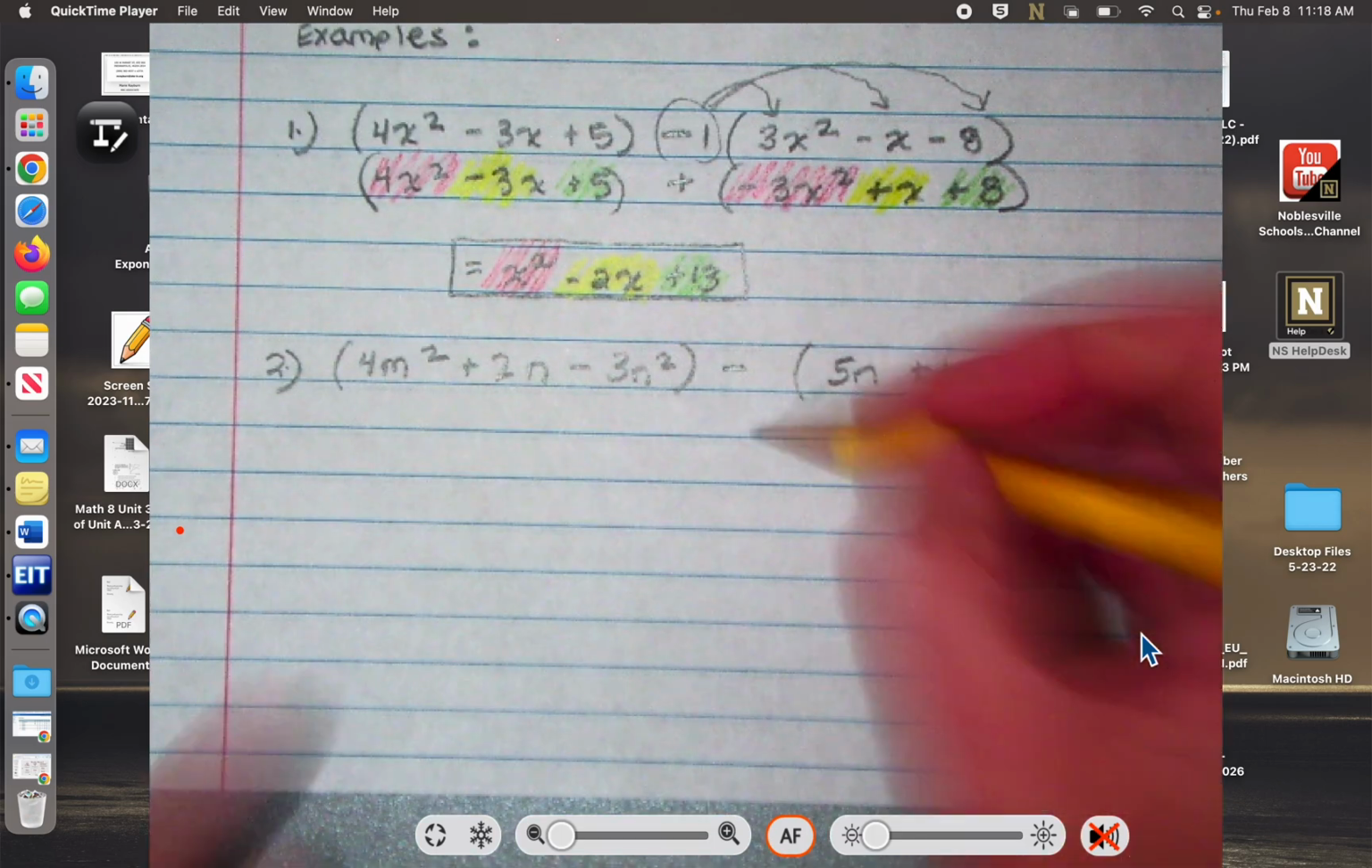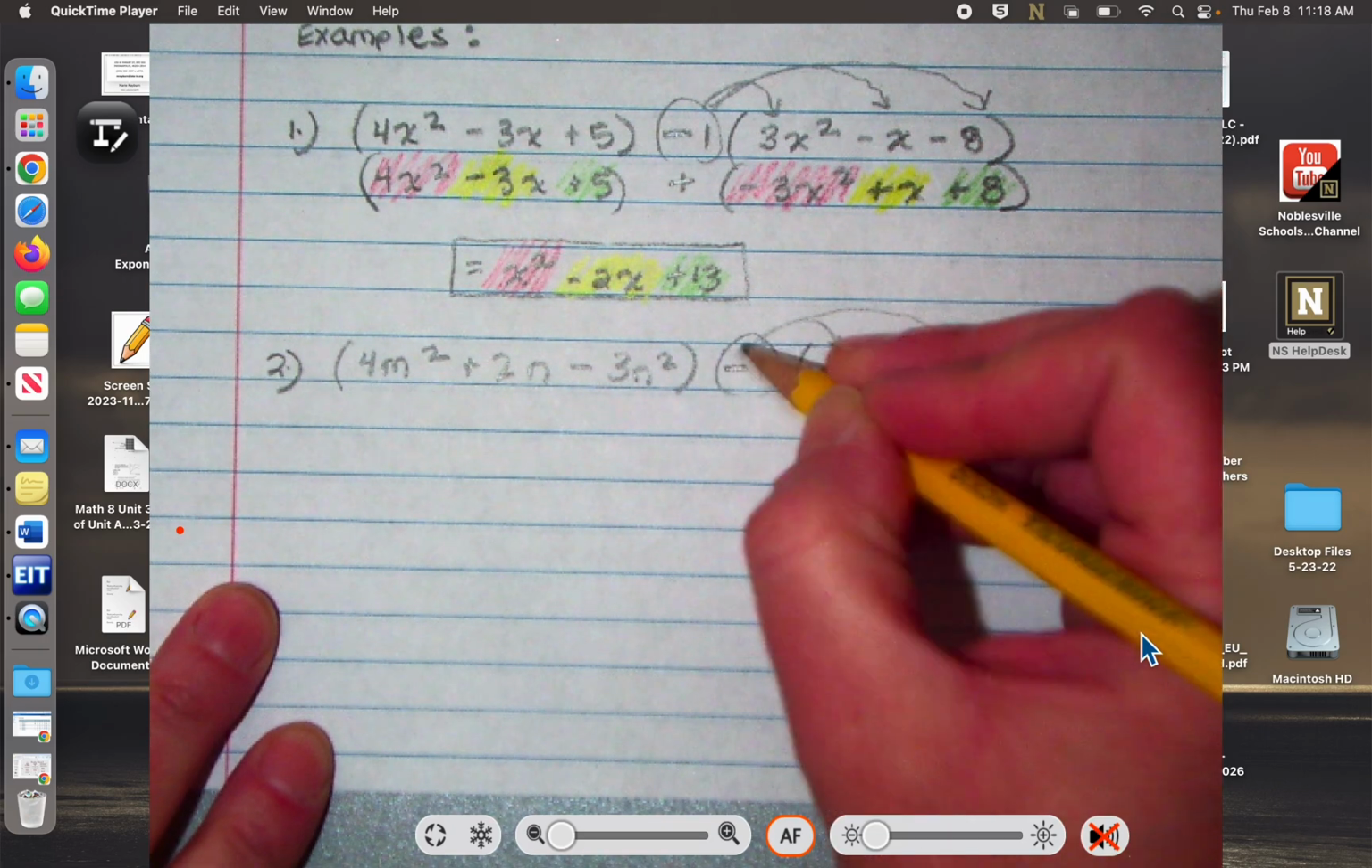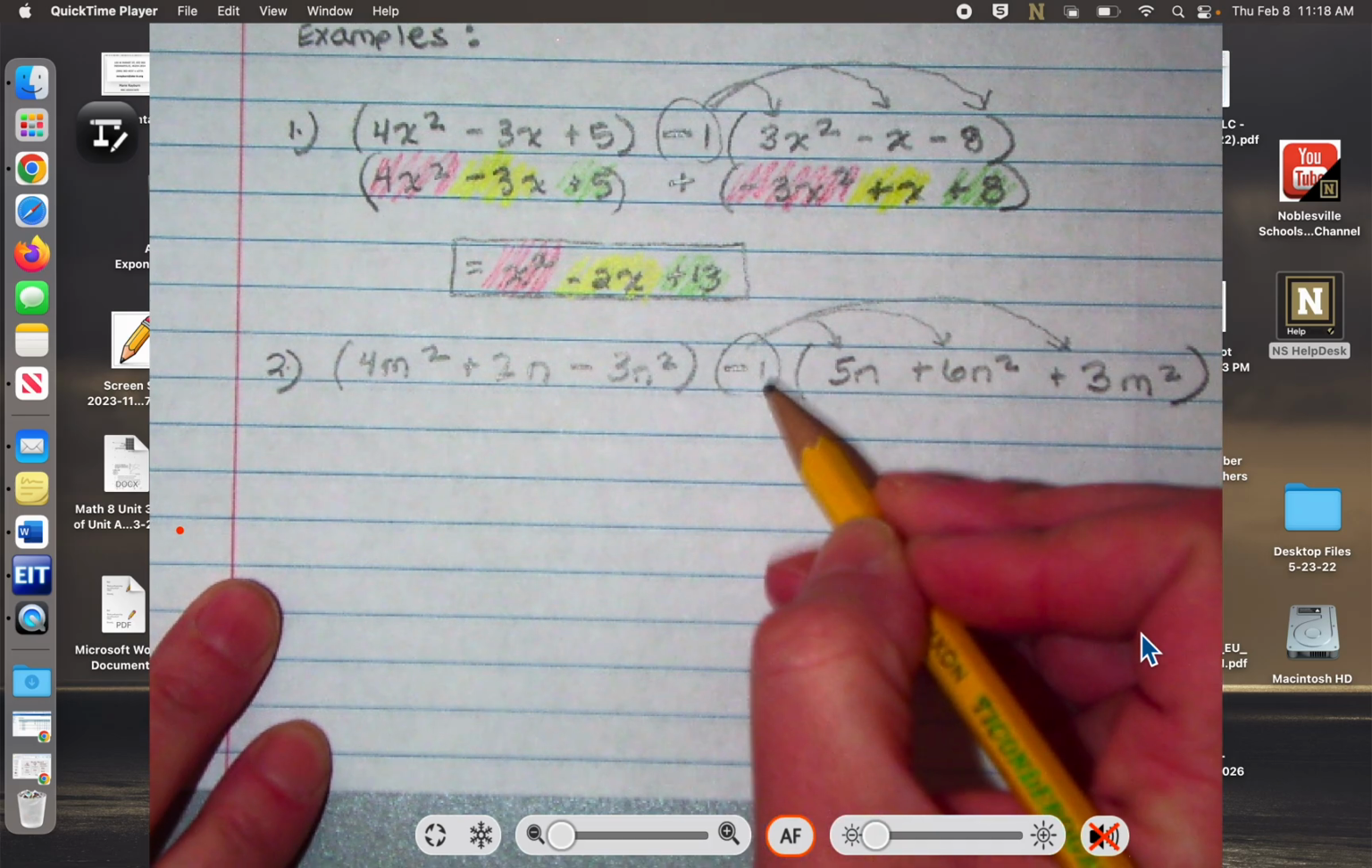Okay, the first thing we need to do is distribute this -1 if you have not already. That -1 is hiding there.